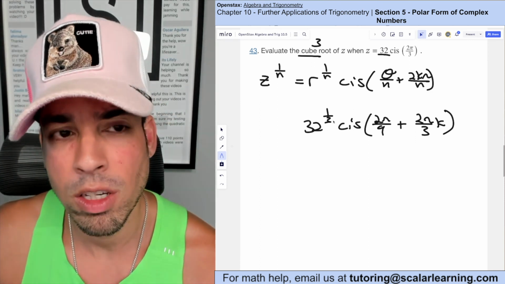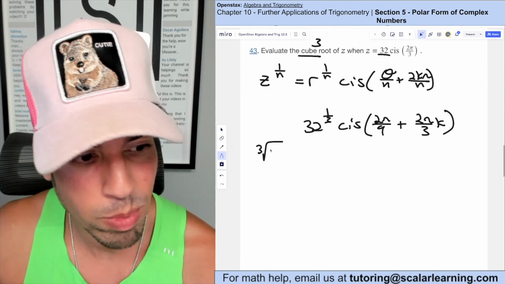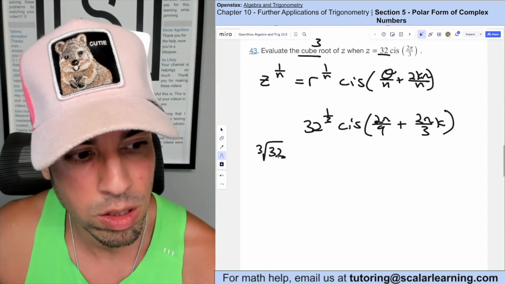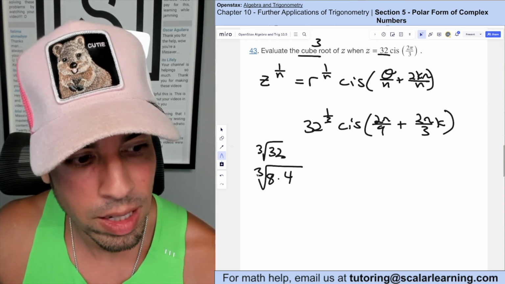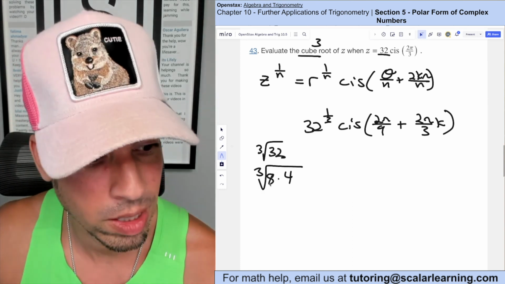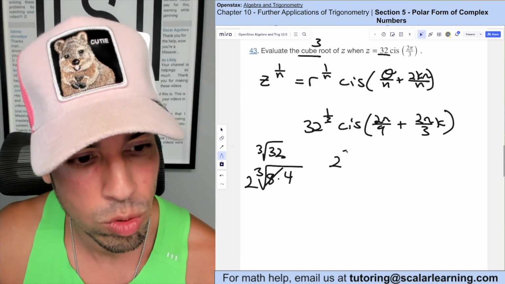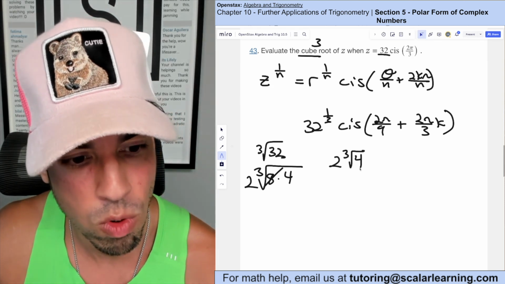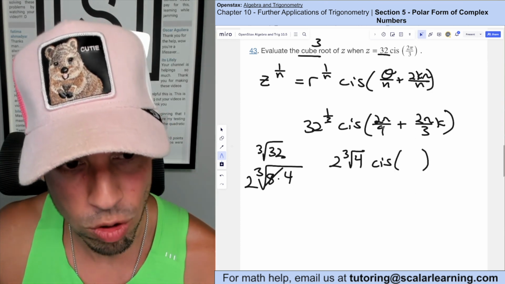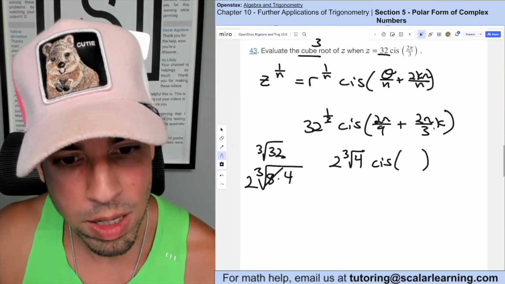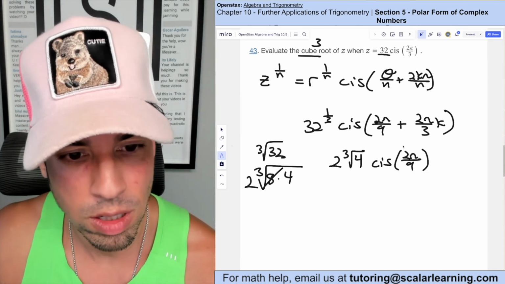First of all, what's the cube root of 32? So we want to put this in its nice, most simplified form. So let's just think about what is 32. 32 is really 8 times 4. And the reason why I like this breakdown is because 8 is a perfect cube. So the cube root of 8 is 2. So now we got a nice r value, 2 cube root of 4, CIS. And then let's give the first answer between 0 and 2 pi, where we just have 2 pi ninths, right? Where k is 0.